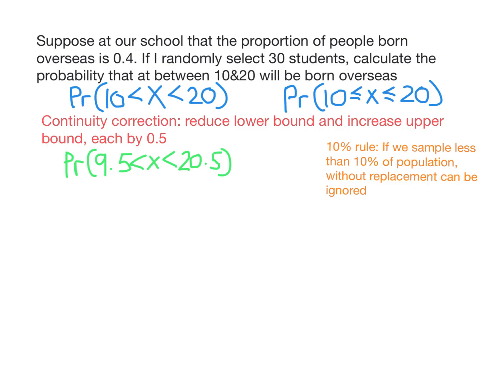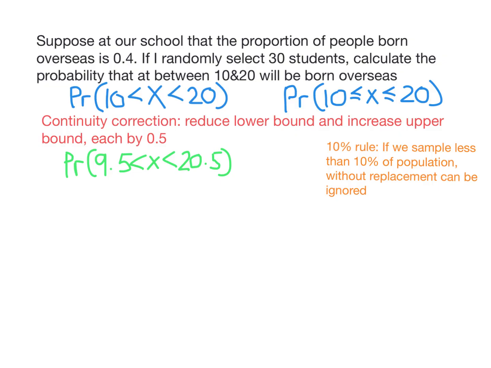Now note also that if I sample students, I'm really going to do it without replacement. I'm not going to sample the same student 30 times. But the binomial distribution requires that the probability is the same each time. If I pick someone who was born overseas, the probability that the next person was born overseas is going to be slightly less than 0.4.